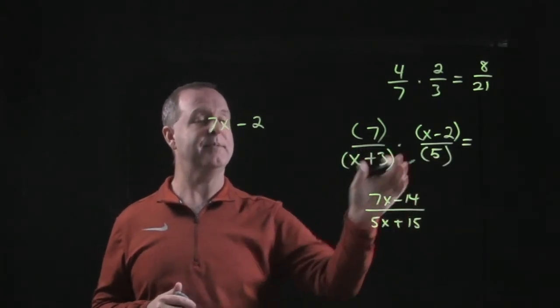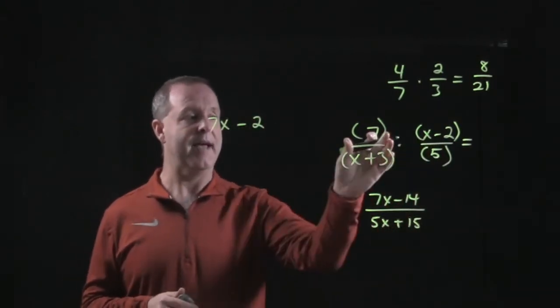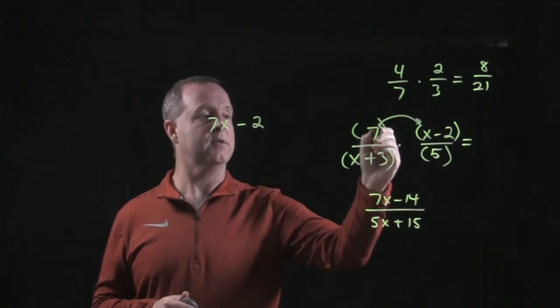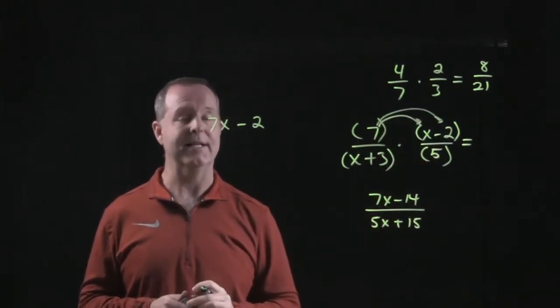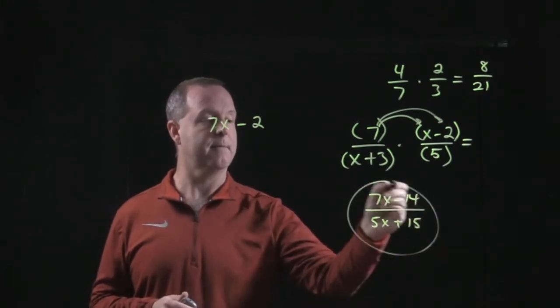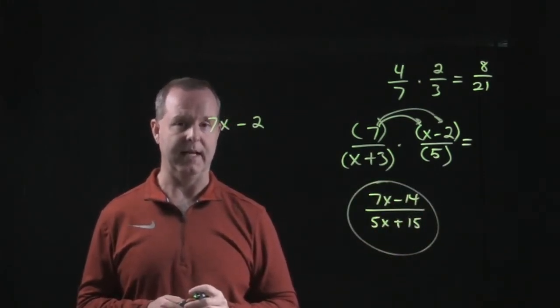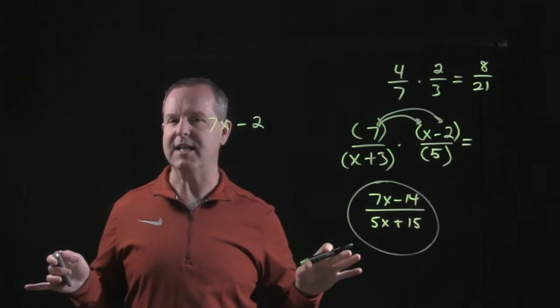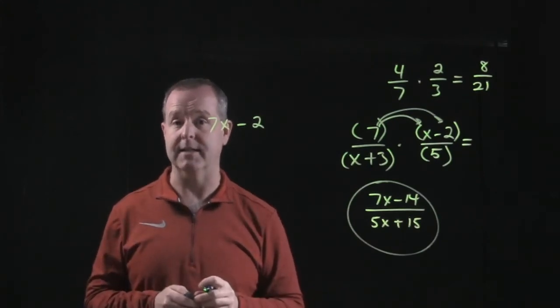So it's 7 times the entire x minus 2. That is why we must distribute the 7 to the x and to the 2 to get a result of 7x minus 14 all over 5x plus 15. Now we'll unpack this as we continue on, and we'll have plenty of opportunities to practice this type of idea.